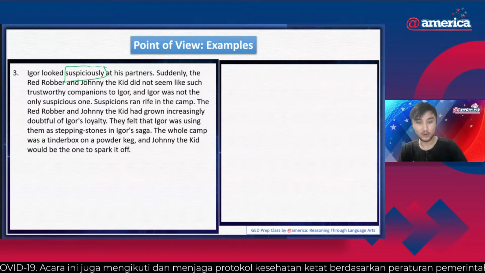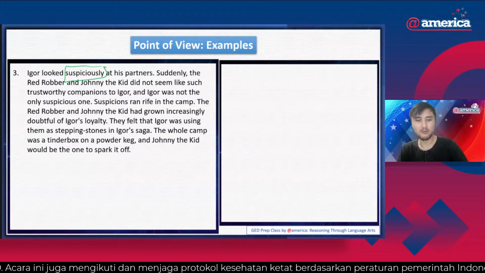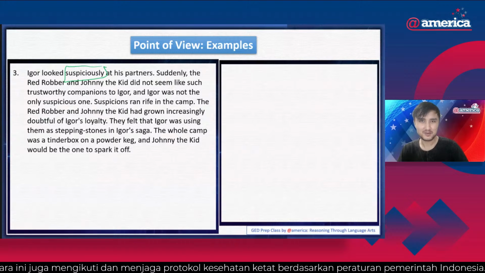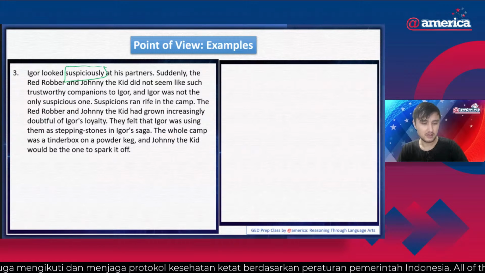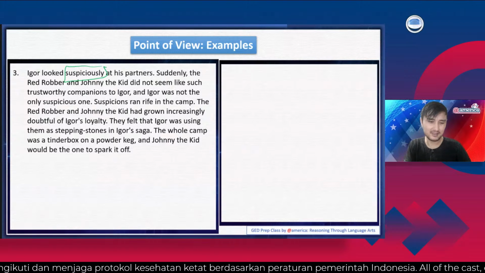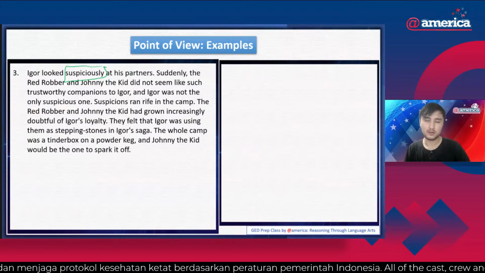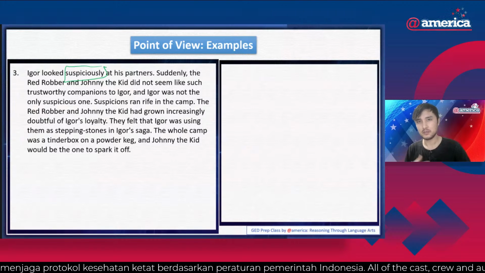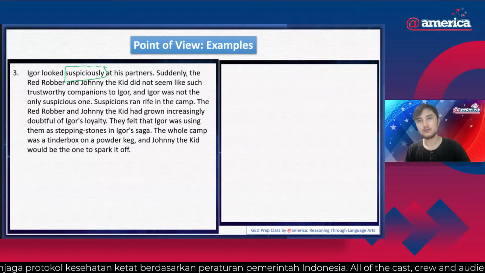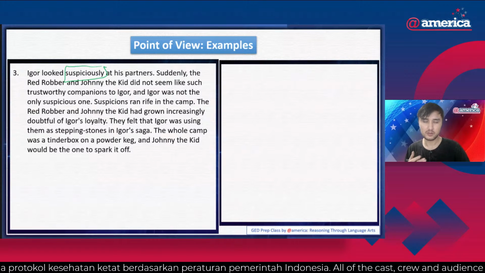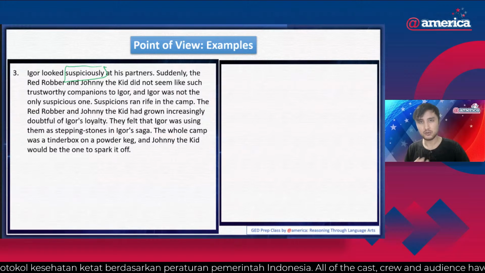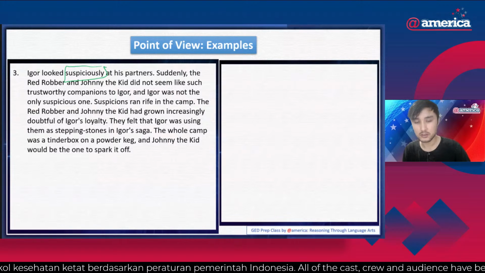Let's call him Jim. Jim looked suspiciously at his partners. Not sure if I'm pronouncing that name correctly. Anyway, this suspicion, you can only know when someone is suspicious of something when you know that person's inner feelings, inner emotions and inner thoughts.